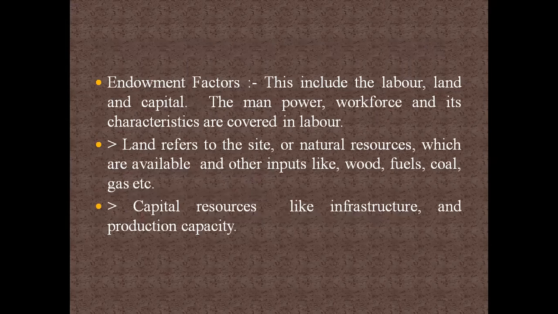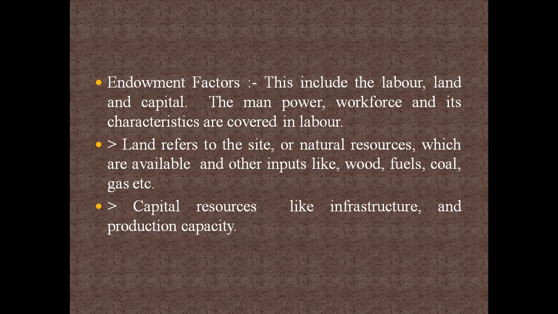The first one among these 4 factors is endowment factors. It is used to show the capabilities of our land, labor, and capital. Labor is nothing but the manpower, workforce, which includes the skilled technicians and unskilled or semi-skilled technicians, all comprised in the labor.